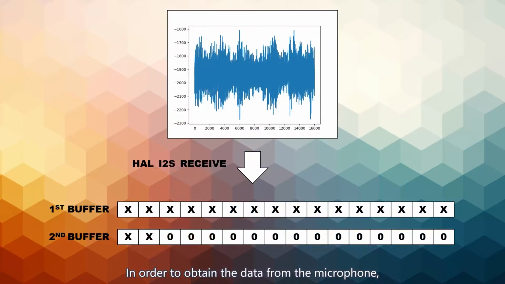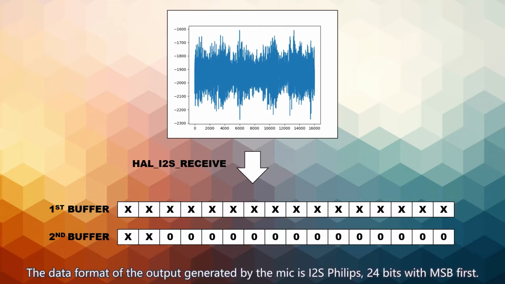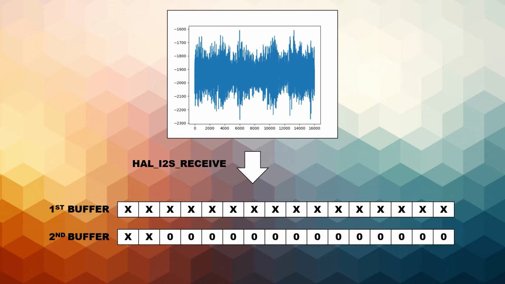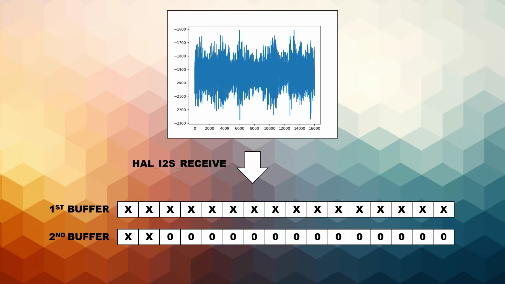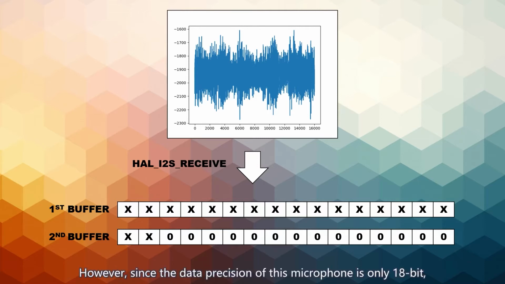In order to obtain the data from the microphone, we are using the HAL API provided by ST Microelectronics. The data format of the output generated by the mic is I2S Philips 24 bits with MSB first. Therefore, the API requires two 16-bit long buffers to capture one sample. However, since the data precision of this microphone is only 18 bits, the last 14 bits of the second buffer are padded with zeros.